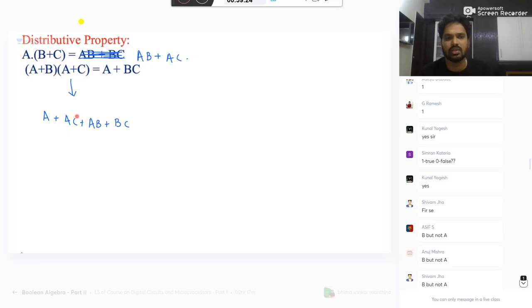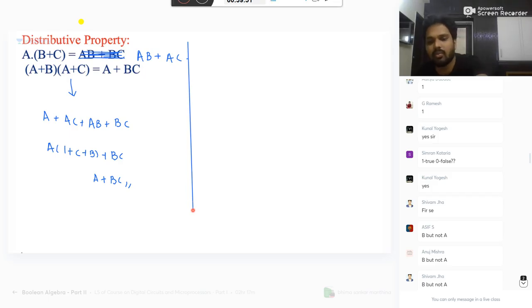Okay, this is your expression. Now here, take A common in all the three. What is 1 plus anything, my dear friends? Tell me, 1 plus anything. 1 plus anything is 1 in the Boolean algebra, not for the other cases. In the Boolean, it is 1. So you can write it as A plus BC. So A plus B into A plus C is equal to A plus BC.